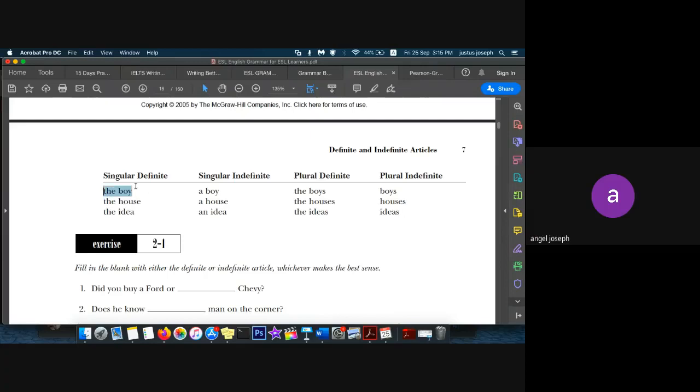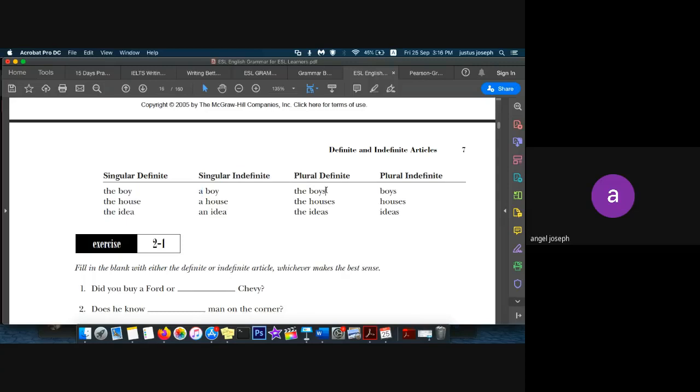So, the boy. A boy. This boy is singular. The is definite. That's why they are calling it singular definite. The boy. Okay. A boy. Boy again singular. A is indefinite. So, singular indefinite.